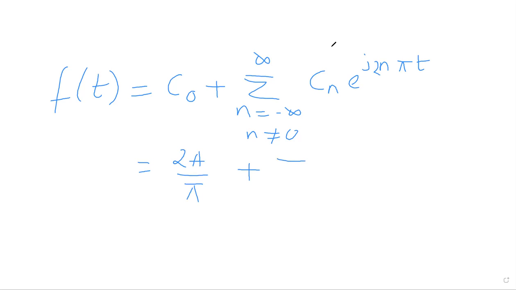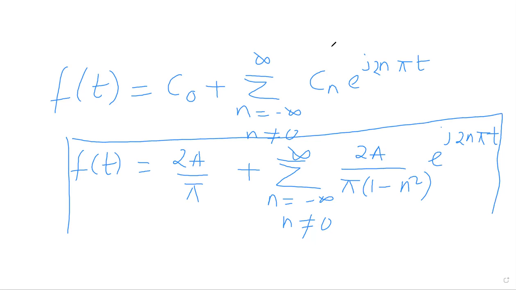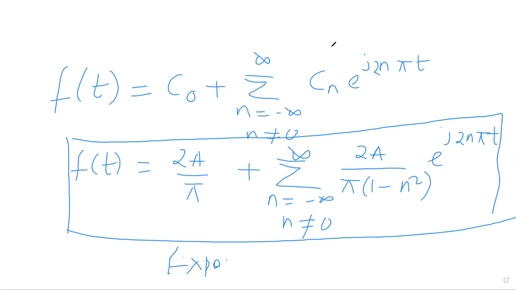and for the second term also we can substitute the summation from n equal to minus infinity to plus infinity, n not equal to 0. In place of Cn, you can write 2a upon pi into 1 minus 4n square, and this is exponential j2n pi t. Okay, so this answer is for the first part, where you have to write the exponential Fourier series expansion.